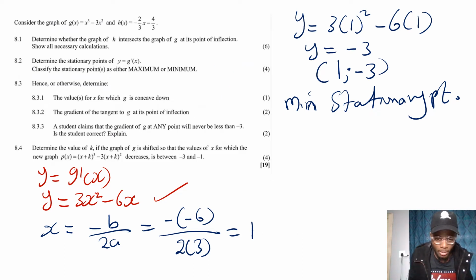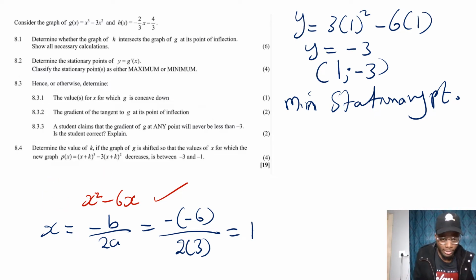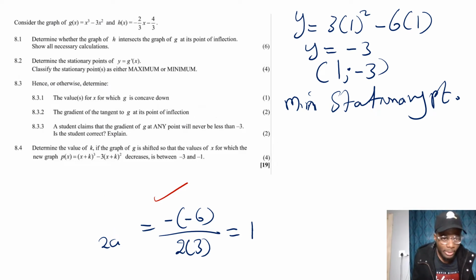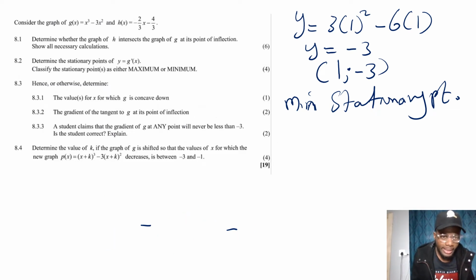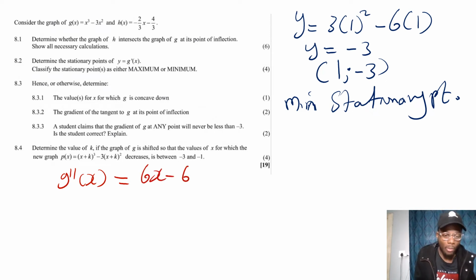Okay, then let's go to the next question, 8.3. You can pause the video and copy everything. 8.3 says: determine the values of x for which g is concave down. If a function is concave down, it is where the second derivative is less than 0, or negative. So we must find the second derivative. I think we found the second derivative in question 8.1. It was 6x minus 6. I hope we all remember this one.